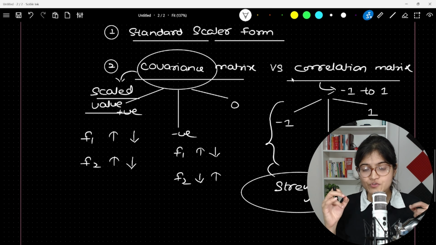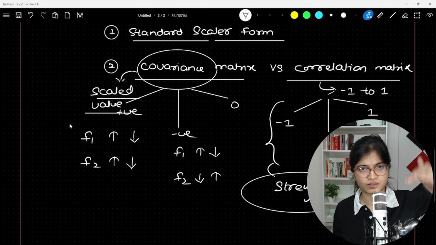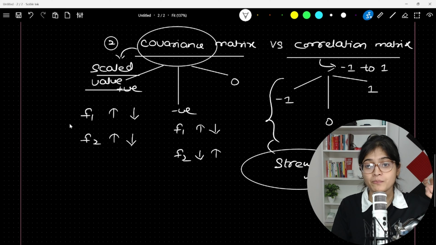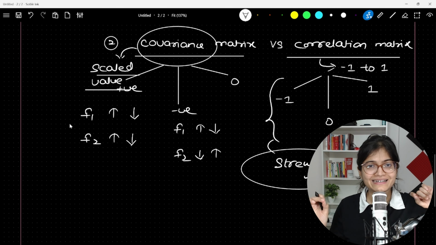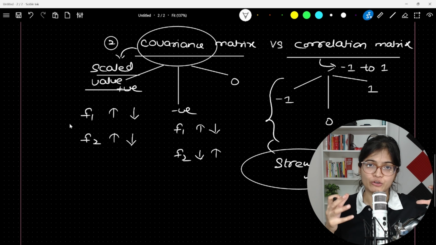So in terms of understanding, both are similar. Negative means that one is increasing, another one is decreasing. Positive means both are increasing or decreasing. 0 means no relation at all. But their units are entirely different. One is basically used to showcase the strength, another one usually showcases the exact values, right?